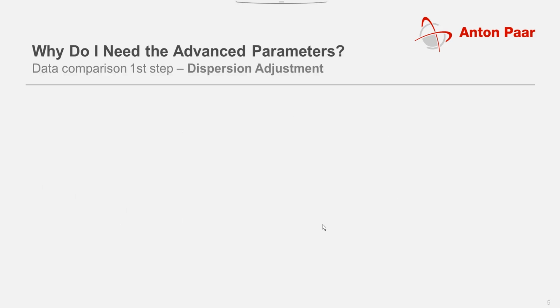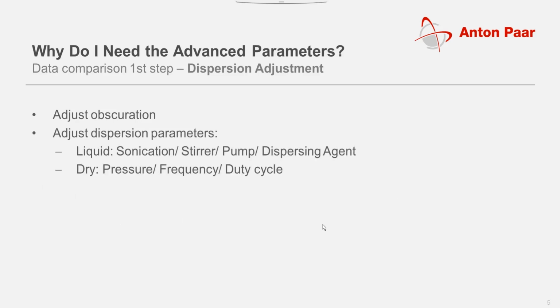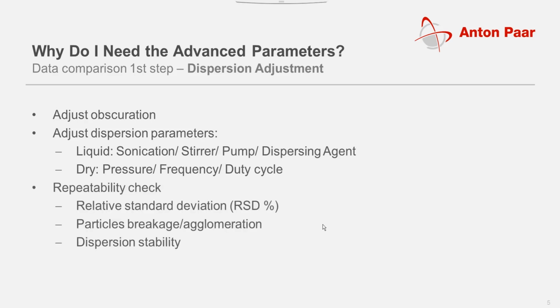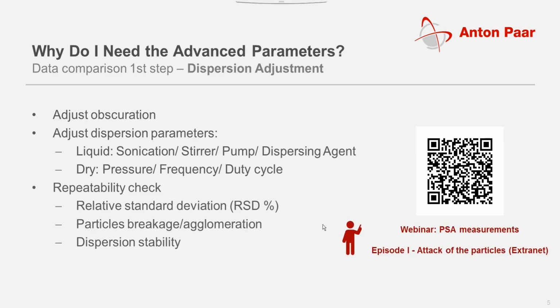The advanced parameters should never be considered the first choice. The first step is always trying to improve the dispersion, starting from the obscuration and then optimizing the settings for liquid and dry dispersion. If the measurement is successful, particles should deagglomerate and not break. For this purpose, the repeatability is a good control parameter. If you haven't done it yet, take the time to listen to the webinar Episode 1, Attack of the Particles, because it contains detailed information about this topic.